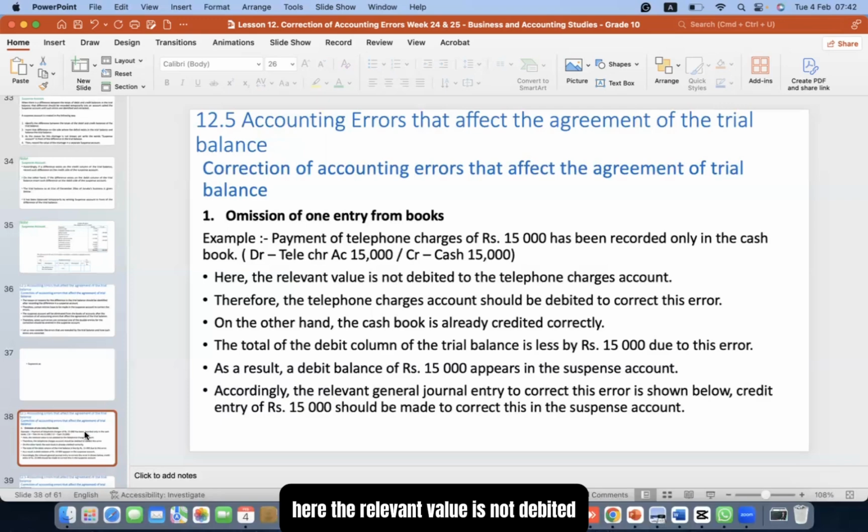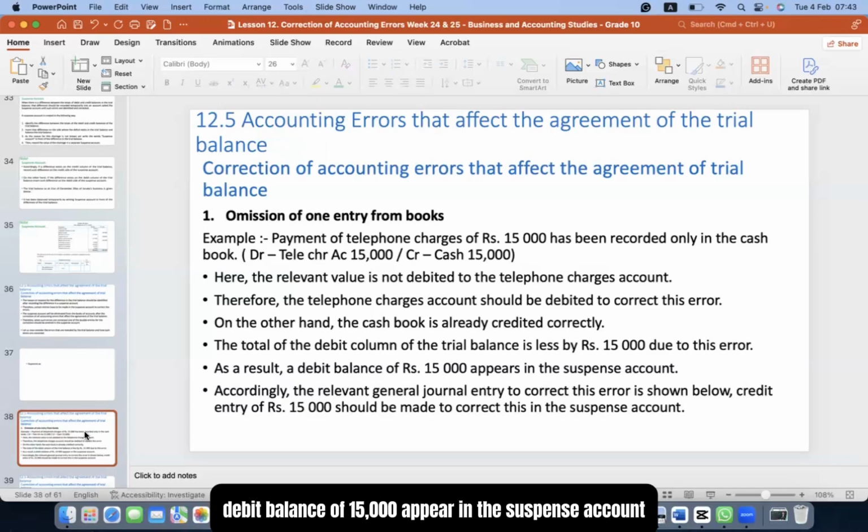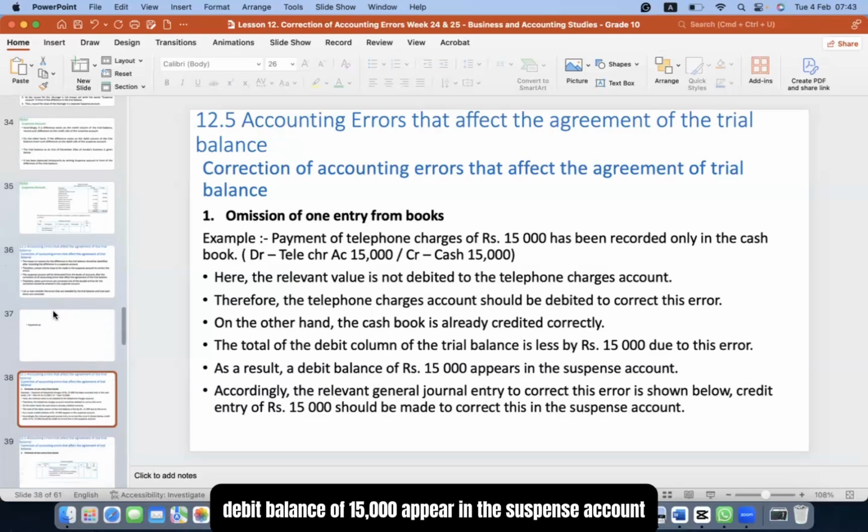Here, the relevant value is not debited to the telephone charges account. Therefore, telephone charges account should be debited to correct the error. On the other hand, cash book is already credited correctly. So total of the debit column of the trial balance is less by rupees 15,000 due to this error. As a result, a debit balance of 15,000 appears in the suspense account.